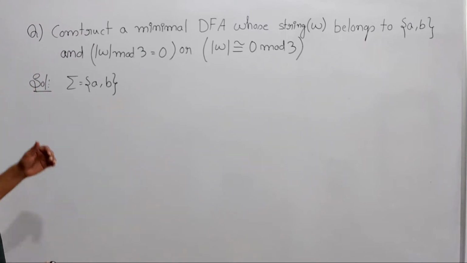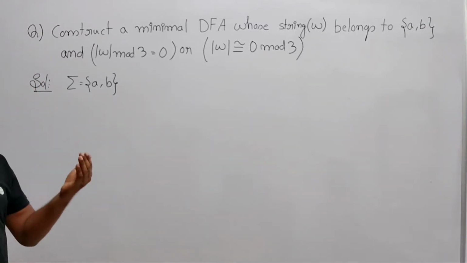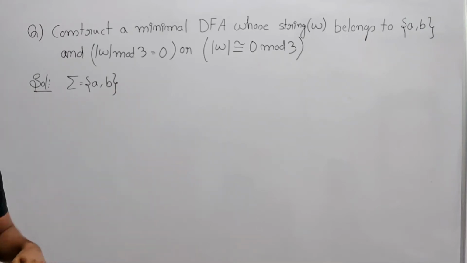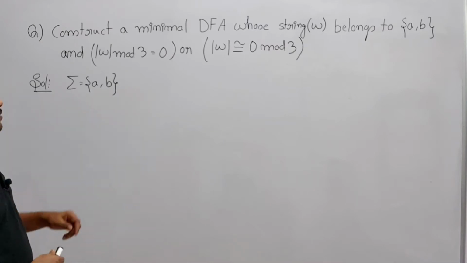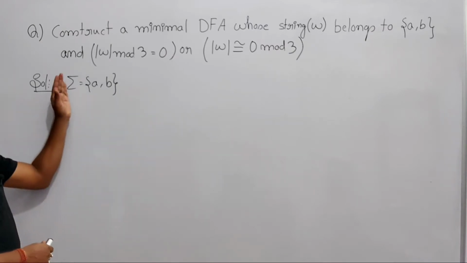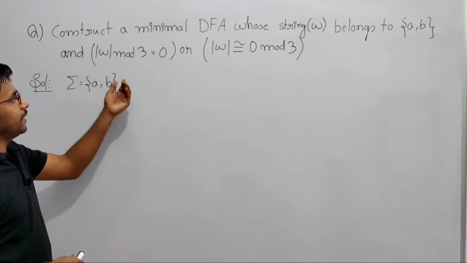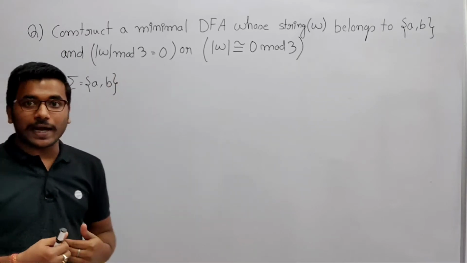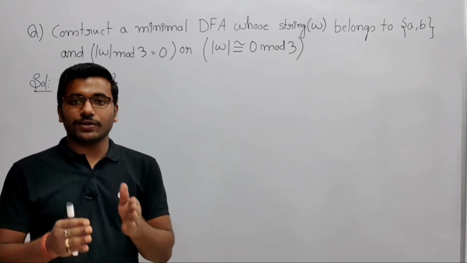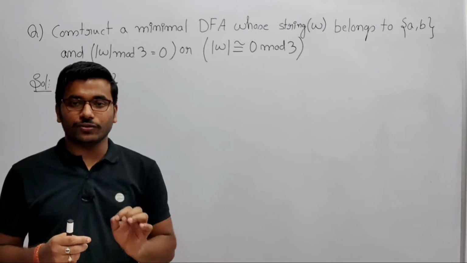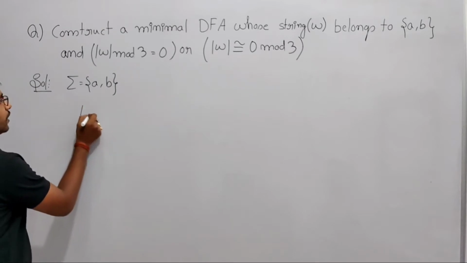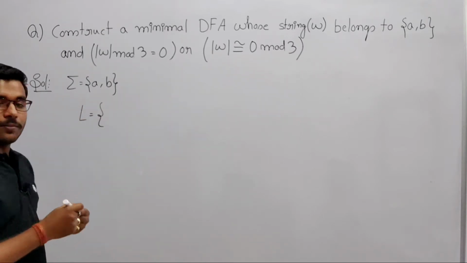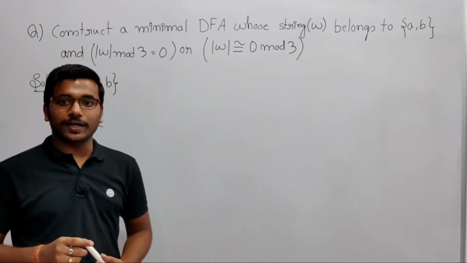Now see the question. It is saying to construct a minimal DFA whose string W, so we know that a string we generally denote with W, belongs to {a, b}. So string belongs to {a, b} means sigma is {a, b}, and length of W mod 3 is equal to 0. Means when you divide the length of the string by 3, it should give remainder 0. This language contains the set of all strings whose length is divisible by 3, giving remainder 0.